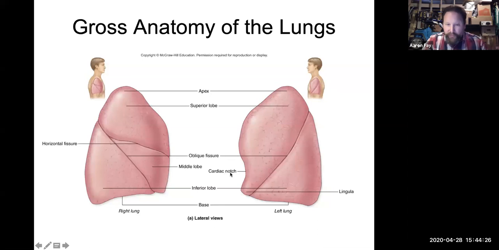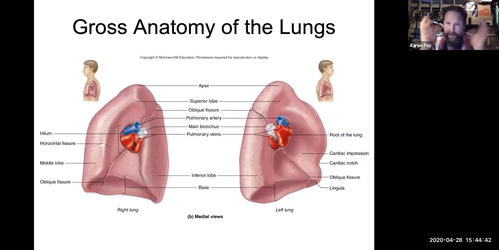Again, to make room for the heart, we have a couple of structures. Here from the anterior lateral view, we have something called the cardiac notch. It's a little notch in the surface of the left lung to make room for the heart. Notice that that is absent on the right side.